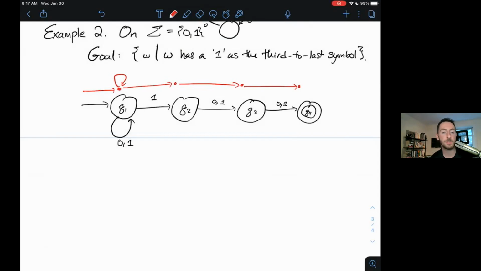The only time this machine is going to accept is when a 1 is in the third to last spot, because in that case, we'll send a branch over to the right, we'll exhaust the last 2 symbols, and we will have a living branch in Q4 precisely when the machine ends its computation. So that's another handy use of an NFA.